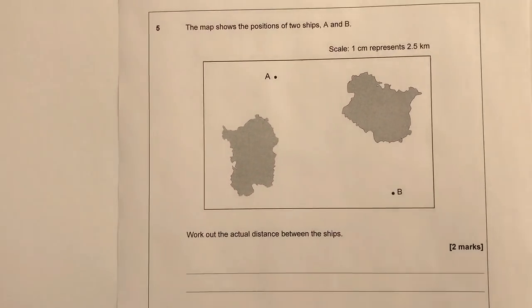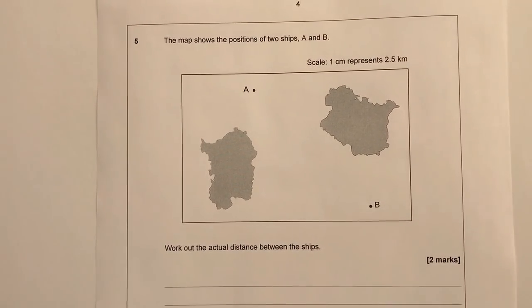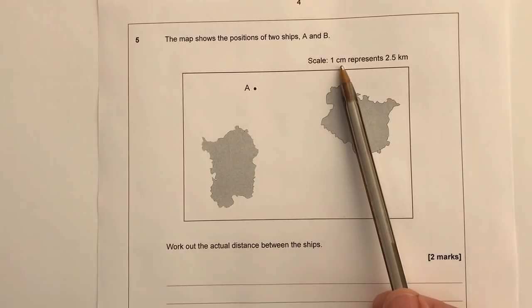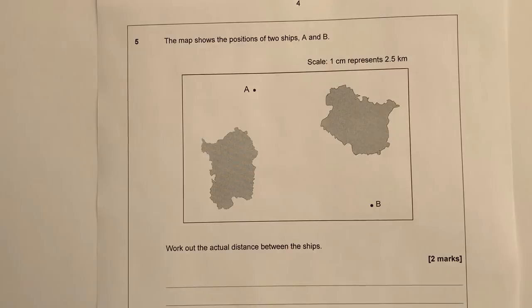Let's move on then to question number 5. These kind of questions are becoming popular with these levels of exams. A map shows positions of 2 ships, and the whole idea is that you've got 1 centimetre representing 2.5 kilometres. So you need to measure the distance between A and B and then multiply that by 2.5, and that will give you the actual distance.